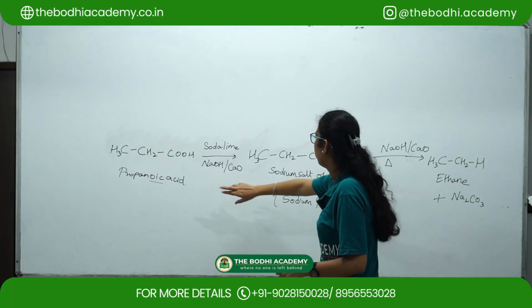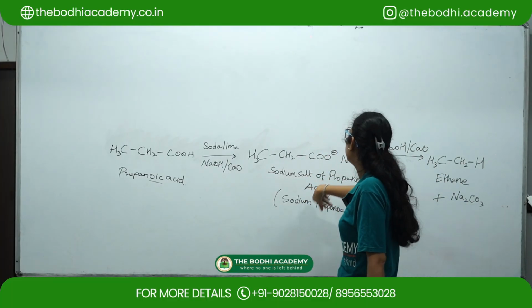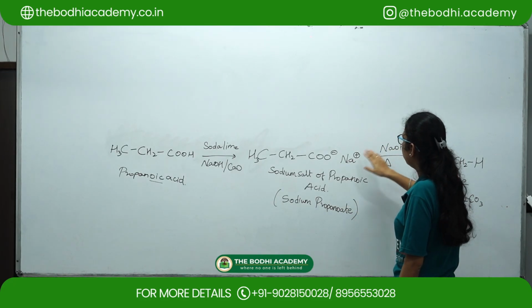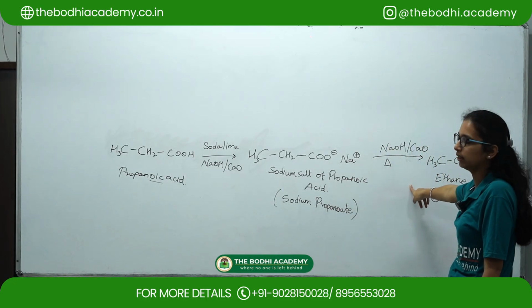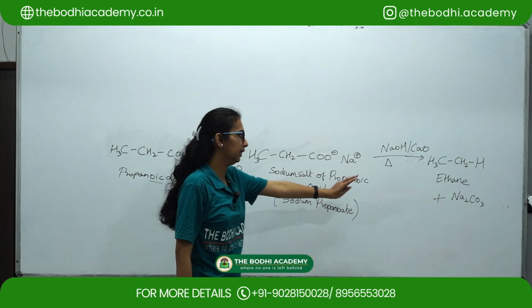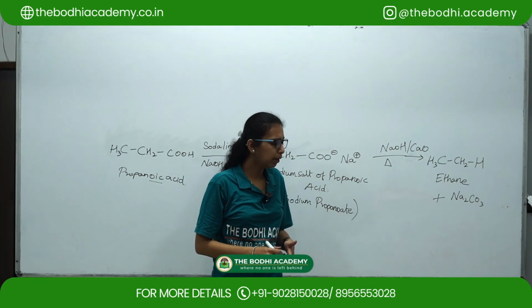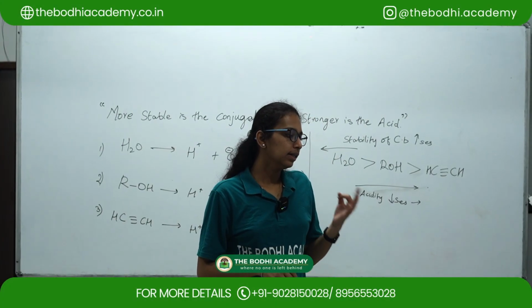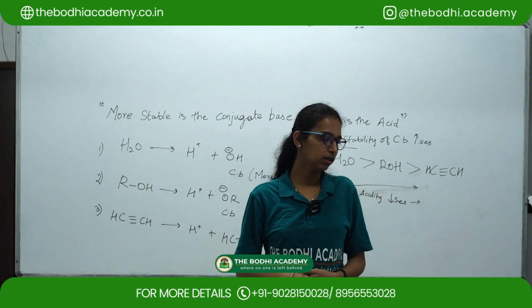So what is happening? Propanoic acid with soda lime gives the sodium salt of propanoic acid, and further you are reacting this sodium salt with again NaOH and CaO, and you will get the hydrocarbon, that is ethane, with the byproduct sodium carbonate. Okay, let's move to the third question.